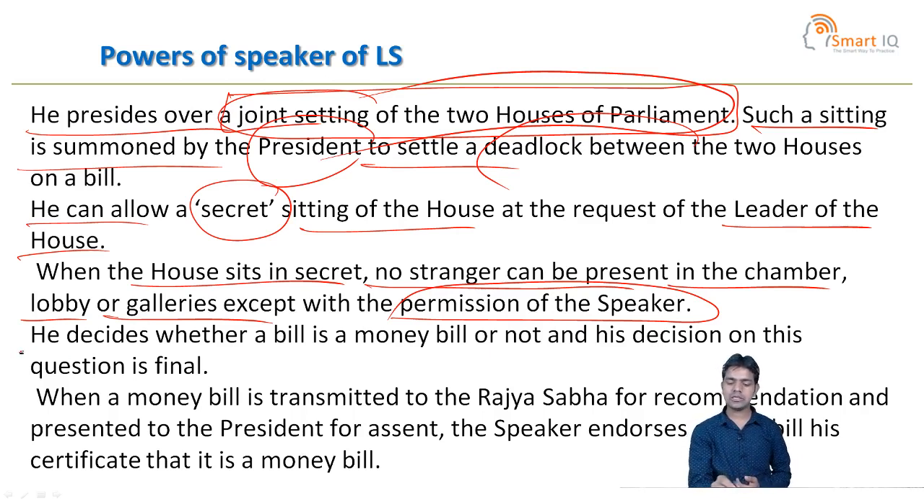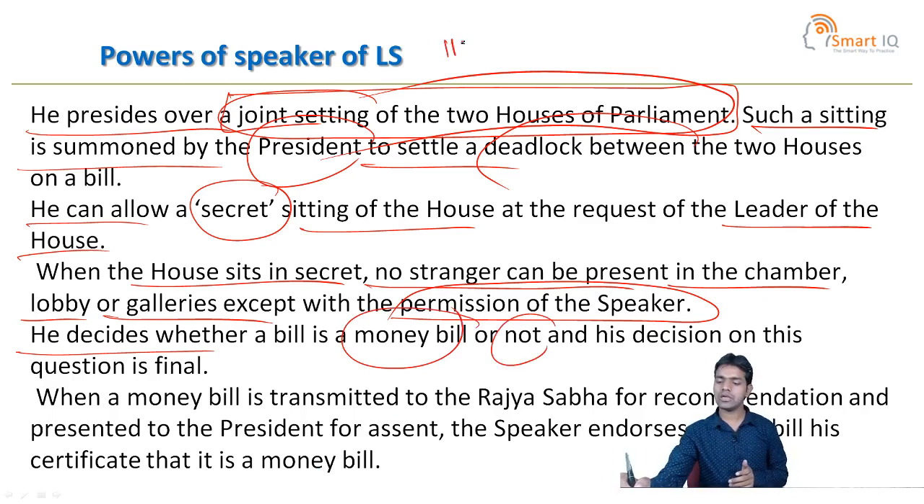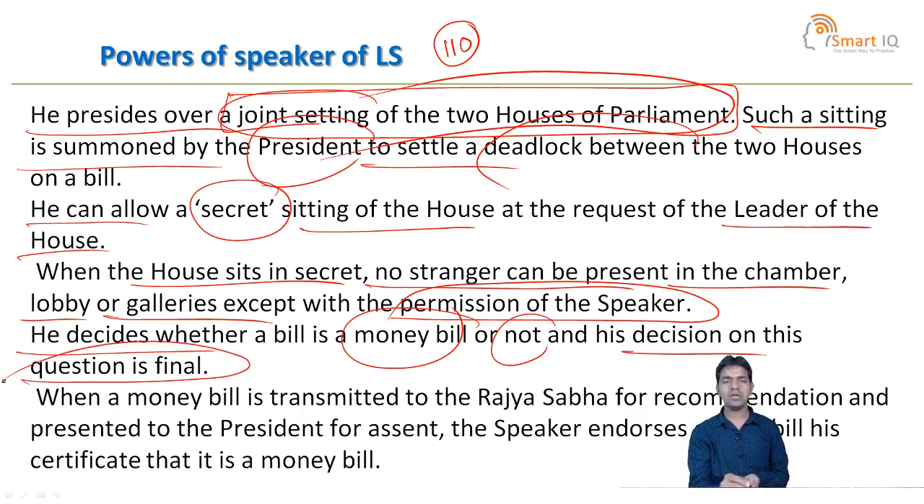And also he decides whether a bill is a money bill or not. Very important power of the Speaker of the Lok Sabha. Article 110 talks about the money bill: what is a money bill and what are the provisions regarding it? Whether a bill is a money bill or not is decided by the Speaker of the Lok Sabha, and his decision is final. It cannot go to any court of law. His decision is final on this question of the money bill.